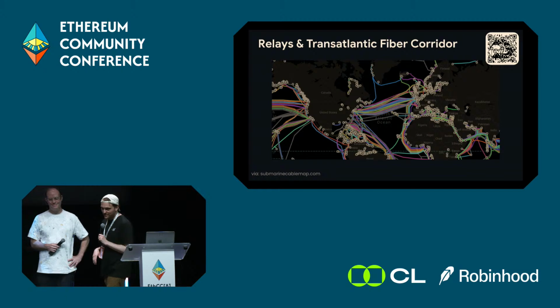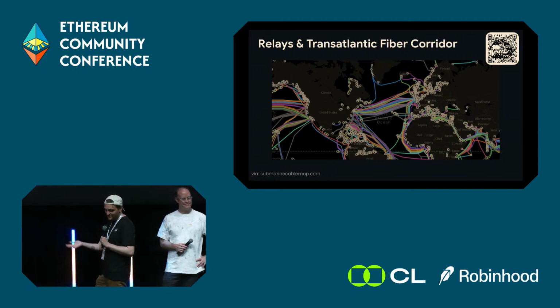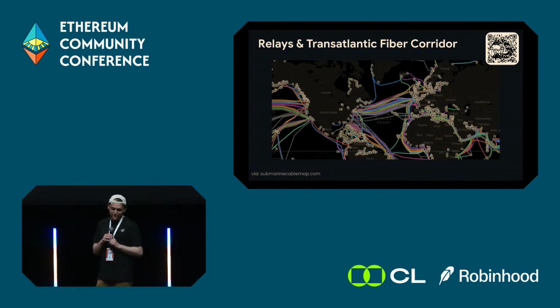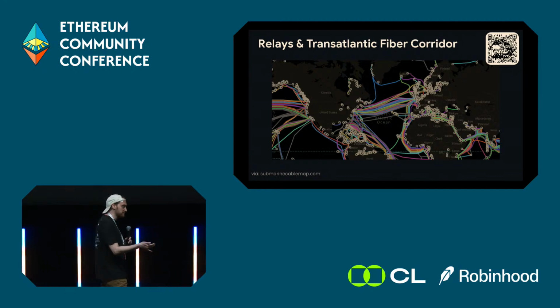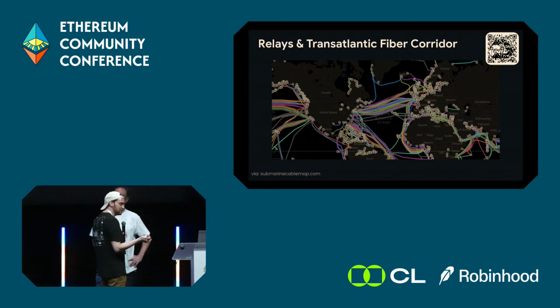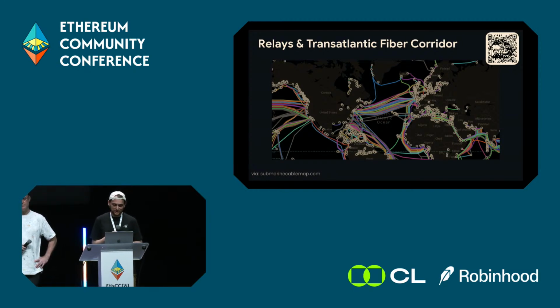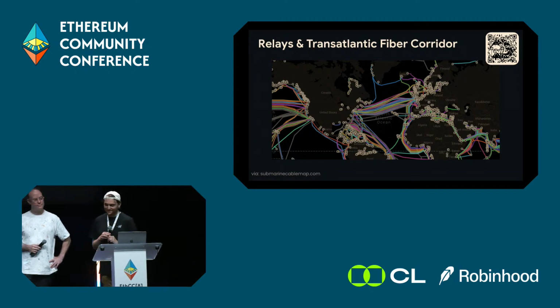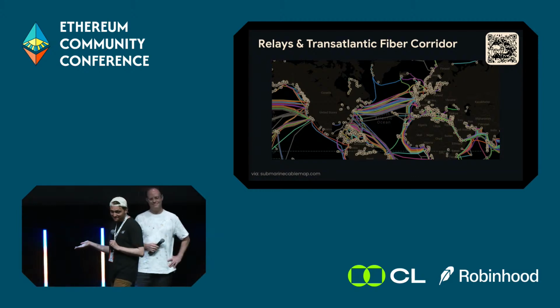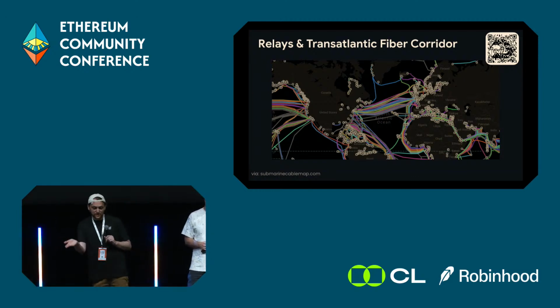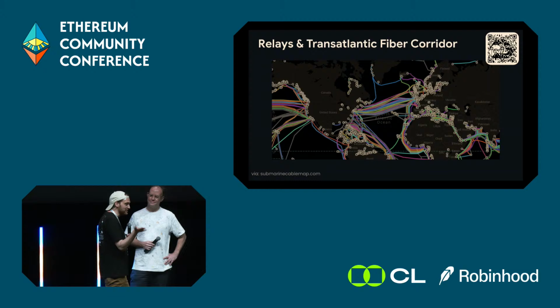Why these two red dots? That has to do with the entire infra, right? Those two red dots are connected by a very fast connection through this transatlantic fiber corridor, where you basically have a very fast connection between Europe and North America. And you wouldn't have that if you ran your relay in, I don't know, Nigeria, or if you ran your relay in Buenos Aires.